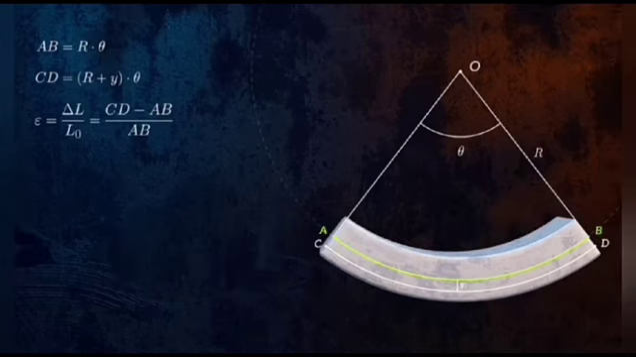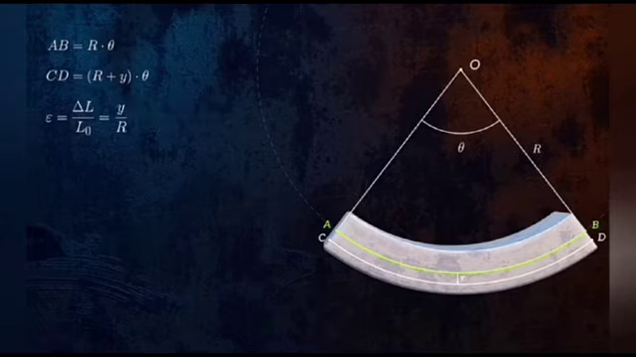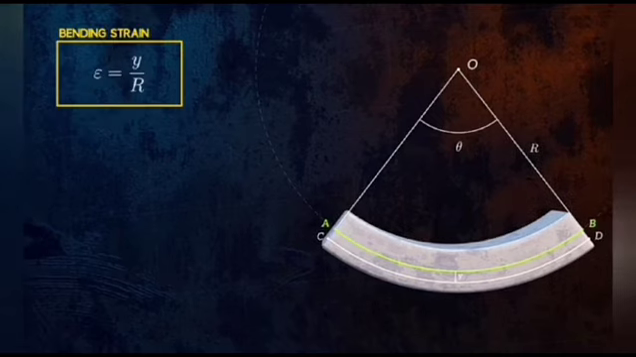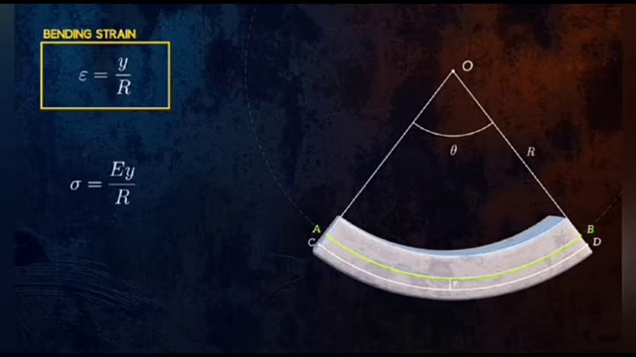The strain on CD is given by change in length divided by the original length, that is (r plus y) theta minus r theta, divided by r theta, which reduces to y by r. Let E be the Young's modulus of the material of the beam, then the bending stress is given by sigma equal to Young's modulus E multiplied by strain, which is sigma equals E y by r.